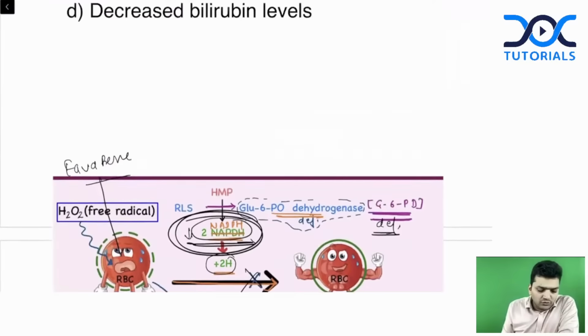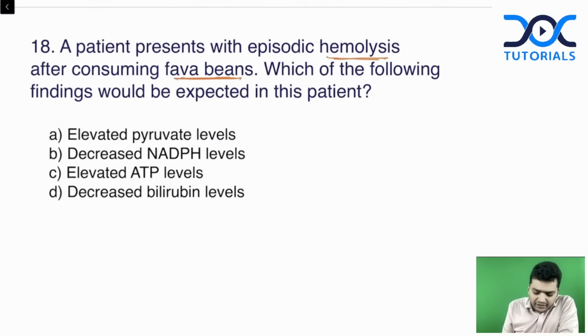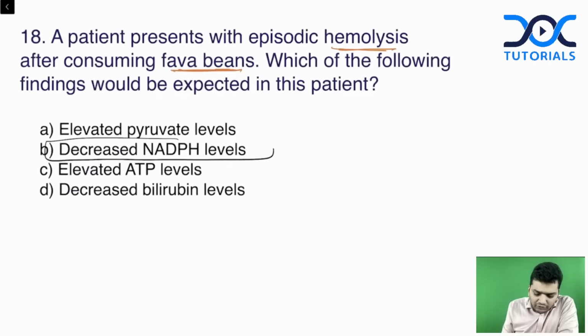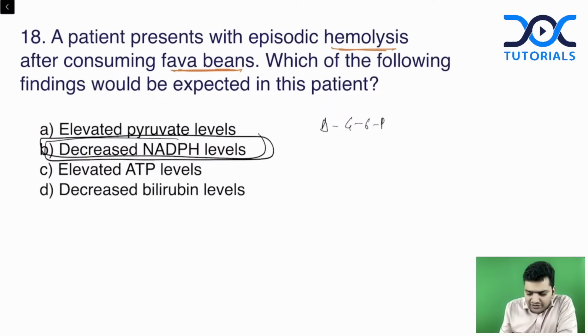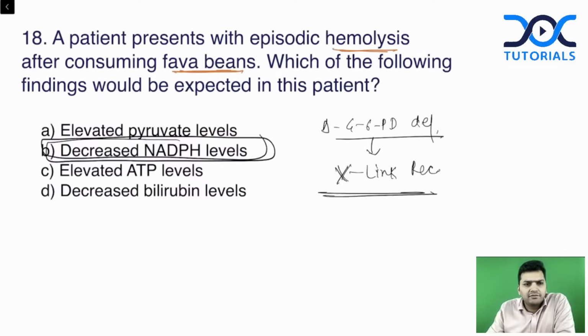So they're asking this question, which of the following findings would be expected? There is decreased level of NADPH because the diagnosis is G6PD deficiency. Can you tell me what the inheritance pattern is? It is X-linked recessive. X-linked recessive. Right?